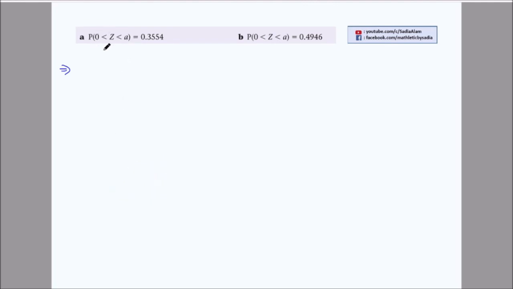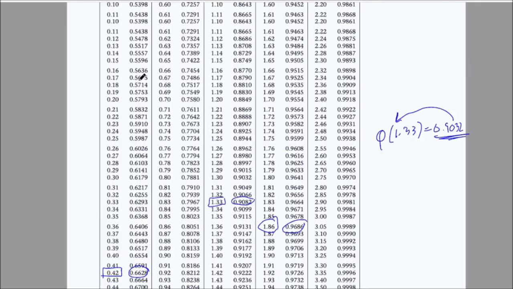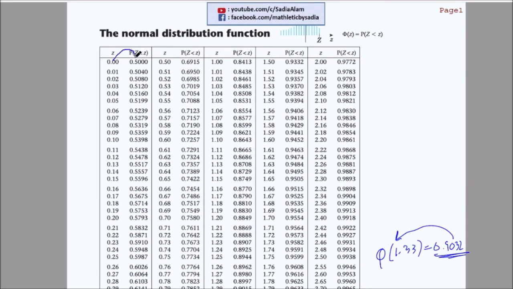So this is phi of the upper value, the greater one, a, minus phi of 0. So phi of a minus phi of 0 at the left side. Then phi of a will be here, but phi of 0 means z is 0. What is the value for the probability? The z 0 value is 0.5. Probability is 0.5.